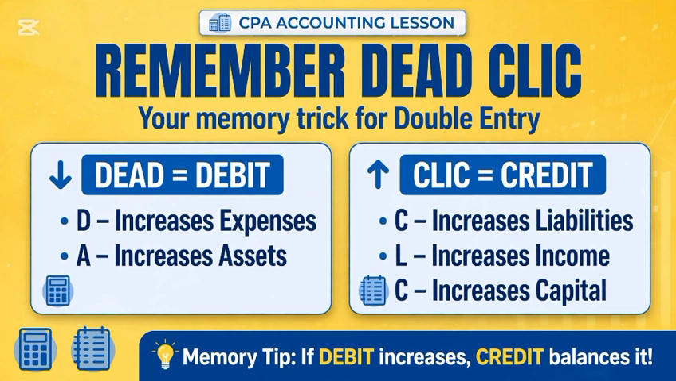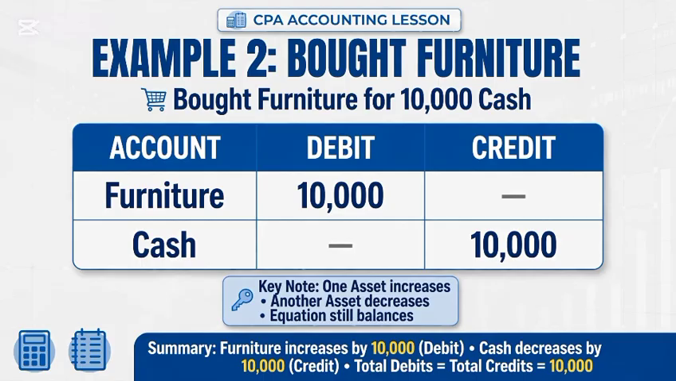Still confused? Use this trick. Remember CLIC. Deb means debit increases expenses and assets. CLIC means credit increases liabilities, income, and capital.